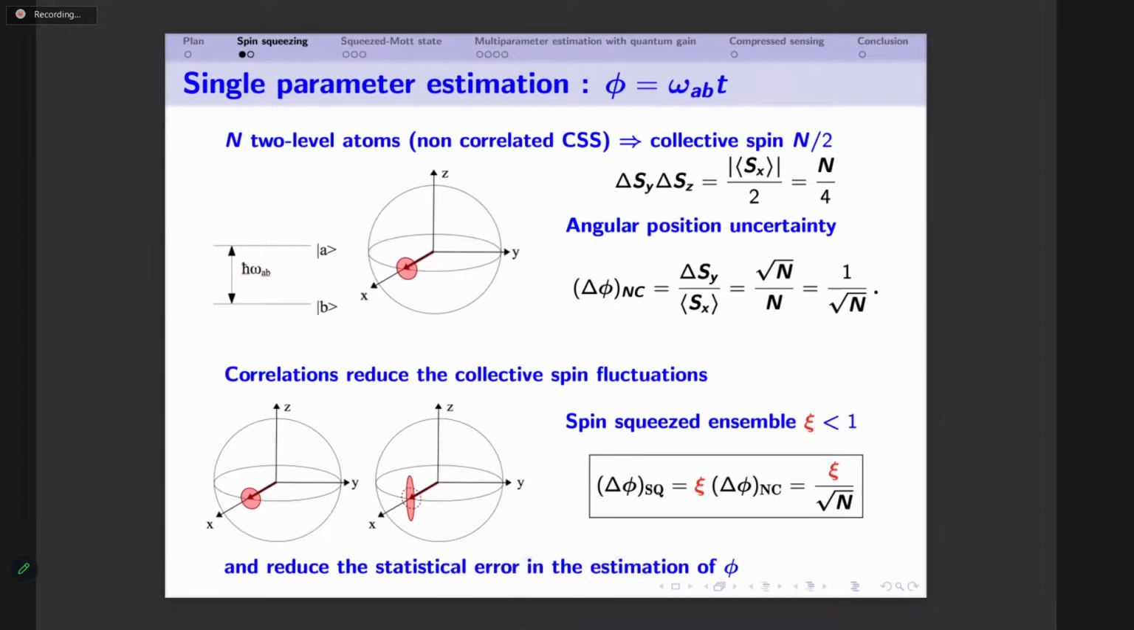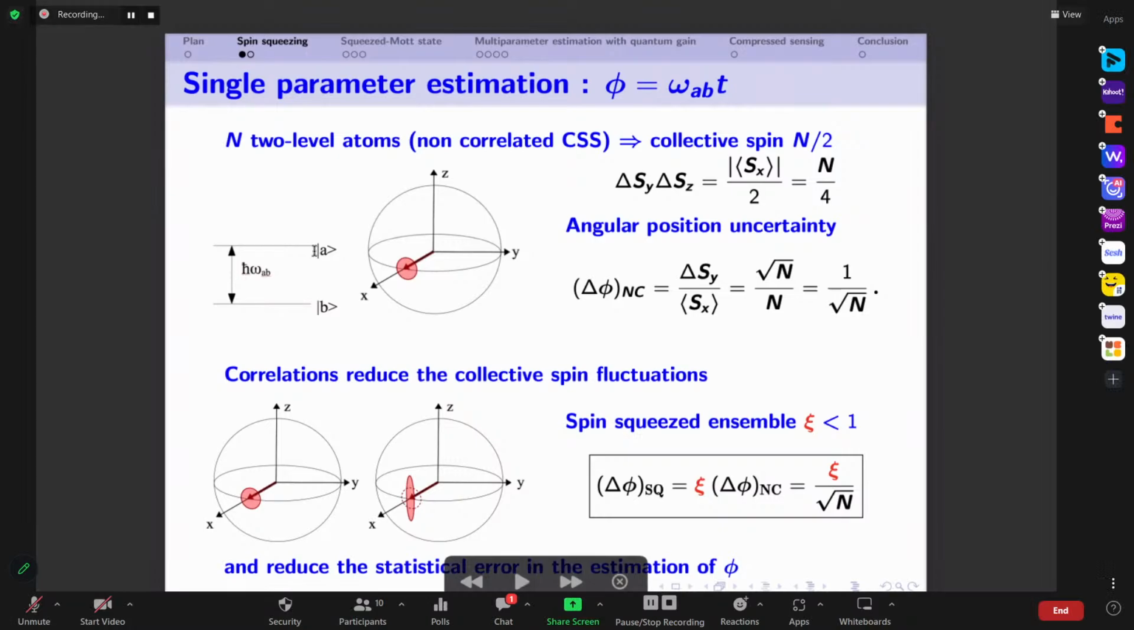And one looks at the precession of this big spin of length N/2 around the Bloch sphere at the frequency which is given by the energy difference between the two levels. And this is the way one measures the frequency in an atomic clock. But the quantum nature of the spin components means that there is some quantum uncertainty in the position of this big spin. In particular, one prepares all the atoms in an eigenstate of the component x of the collective spin, the sum of all the spin 1/2 here.